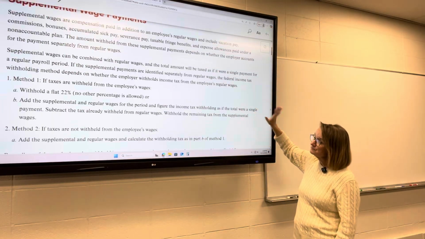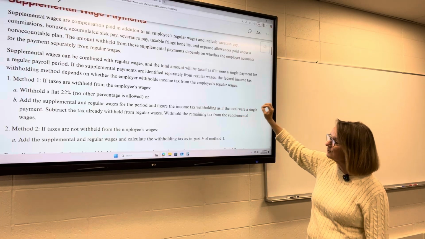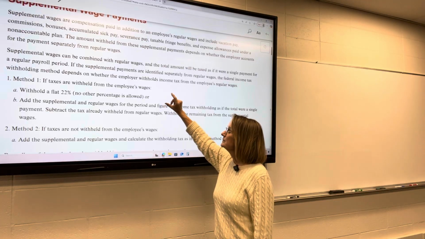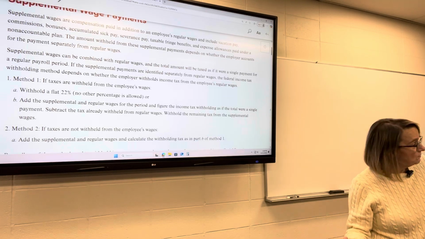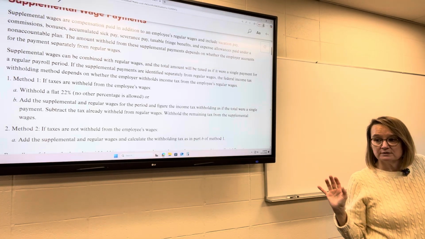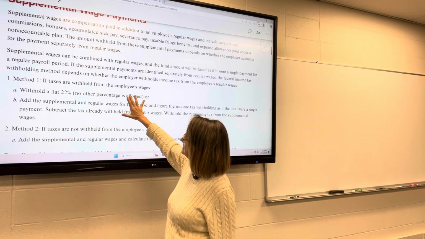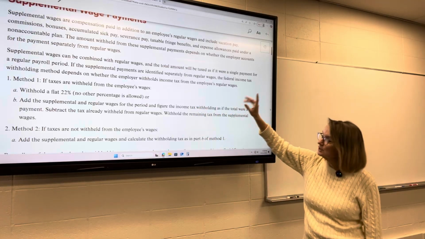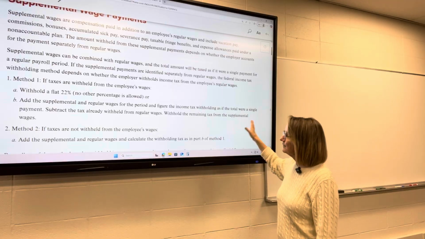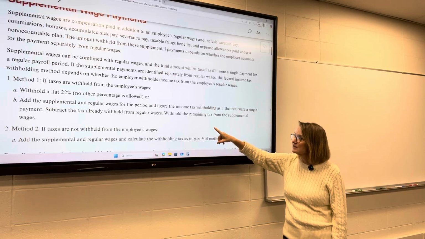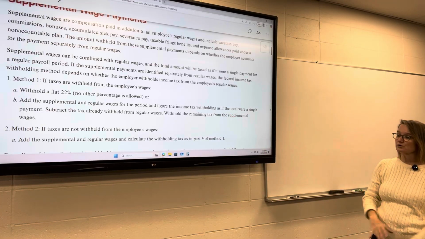But first method, if the taxes are withheld from employees' wages, you can either withhold at a flat 22%. If it's $1 million or more, if you're lucky enough to get a $1 million bonus, then that tax rate goes up to 37%. But if it's under that amount, then you can withhold at a flat 22% for federal income tax purposes. Or the other option, like I said, is you can add the supplemental and regular wages and figure the income tax withholding as if the total were a single payment.